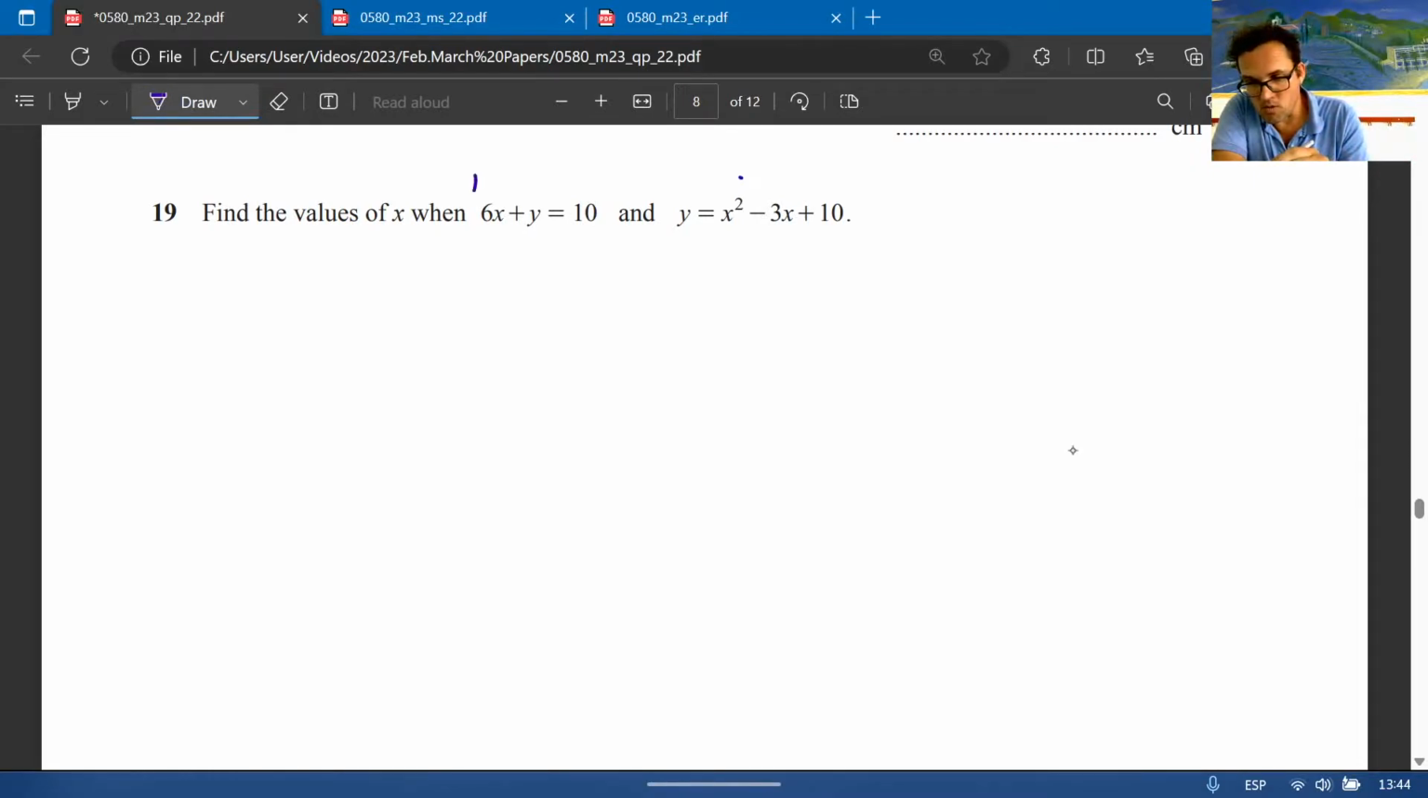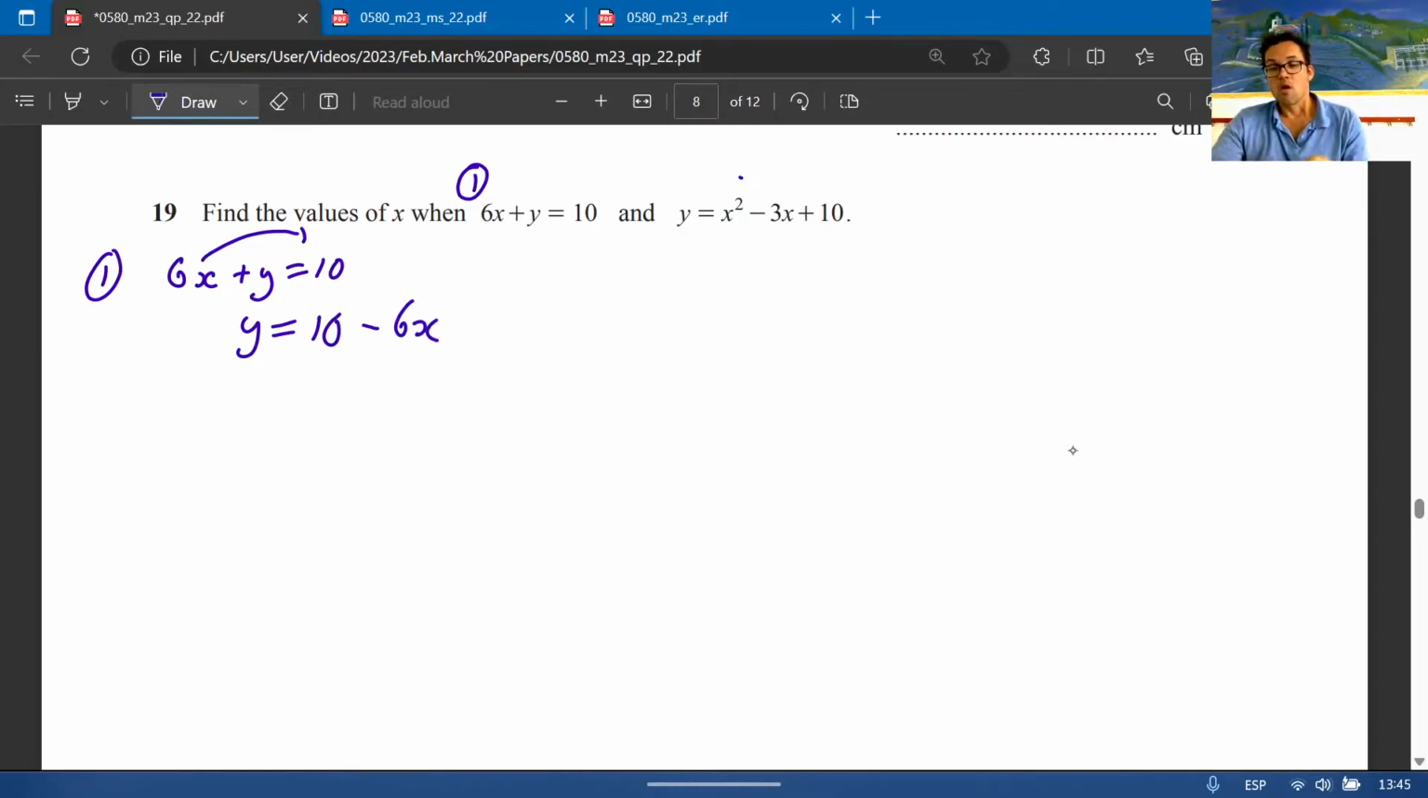I'm going to use this equation, we'll call it equation 1. I'm going to rearrange it. So if we've got 6x plus y equals 10, just move the 6x to the other side. Now we've got y equals 6x, no, we don't have that. We've got the 10, the 10 is still there, minus the 6x.